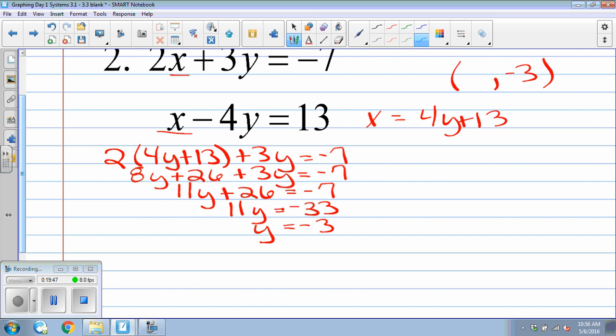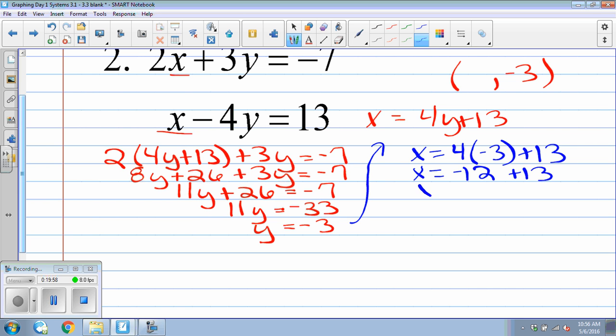Now I take it and plug it back in and see what x is. So x equals 4 times negative 3 plus 13. So x equals negative 12 plus 13. So x equals 1.